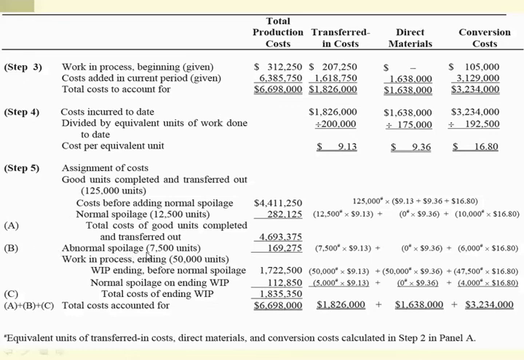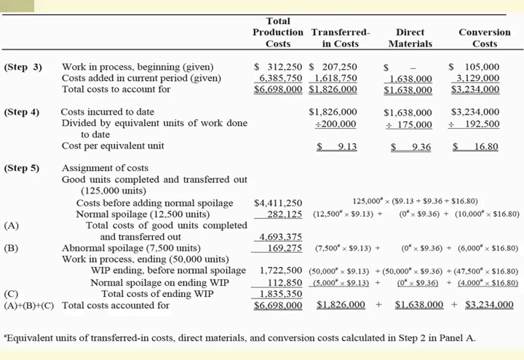Abnormal spoilage 7,500 units. 7,500 multiplied by 9.13 for transfer in plus 0 multiplied by 9.36 for direct materials plus 6,000 multiplied by 16.8 for conversion costs, with total costs for abnormal spoilage 169,275.